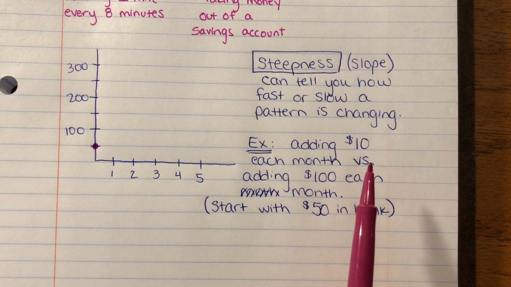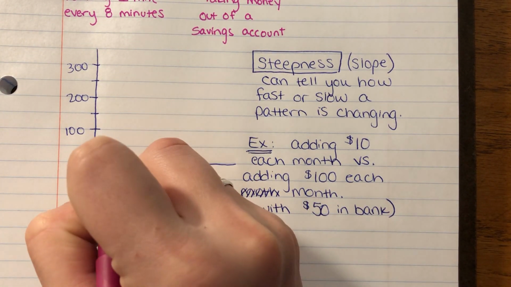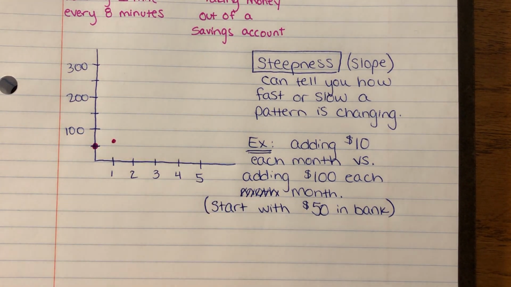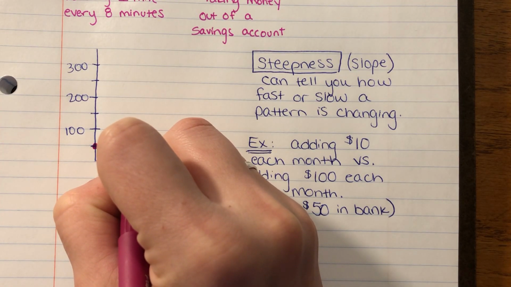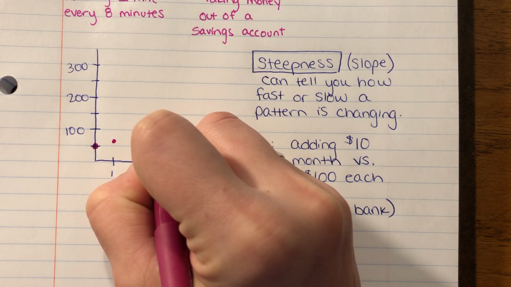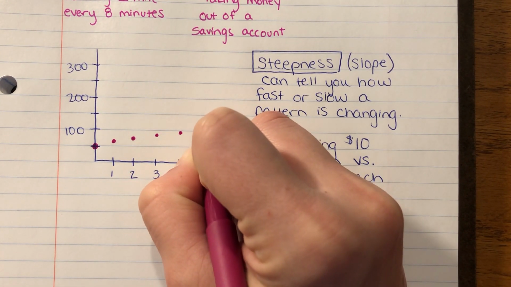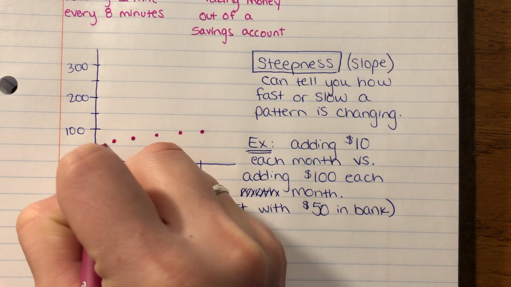Let's model the $10 pattern first. So after 1 month, we've added $10 to the bank account. So our line doesn't move very far, goes up just a little bit. After 2 months, we add another $10. So we're up to $70. 3 months, we're up to $80. 4 months, we're up to $90. And after 5 months, we've hit the $100 mark. Now my dots are not in an exact straight line, but that's okay. Go ahead and connect them as straight as you can.